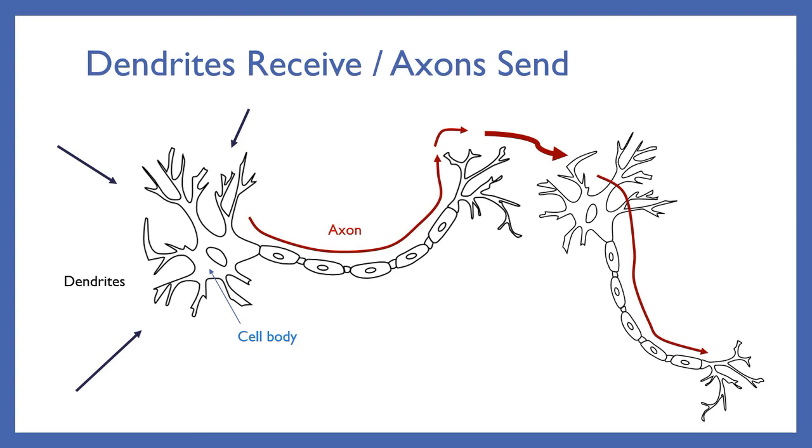Here's a different view. The cell body is on the left, with dendrites bringing in sensory information. That information is carried on the axon away from the cell, where it meets up with another neuron, takes that information in, and sends it down its axon. We're just carrying that information along.